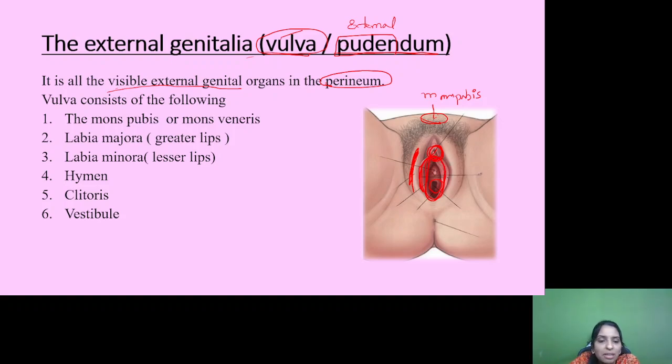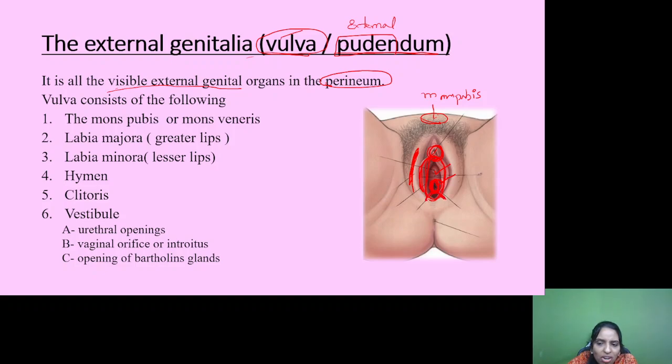And the structures present in the vestibule are, first point, the urethral opening. Next is, as I said, the vaginal orifice. It is a small structure which is inside, also known as the introitus. See, this is the introitus. So urethral opening, vaginal orifice or vaginal introitus, and the third is the Bartholin glands. We'll come to it; in this slide they are not visible.